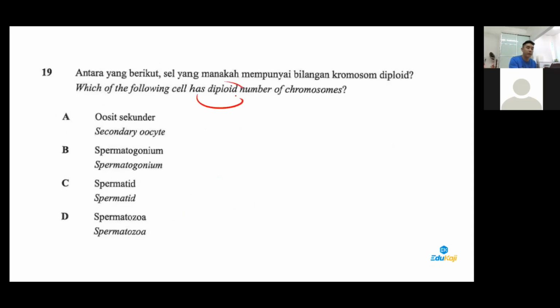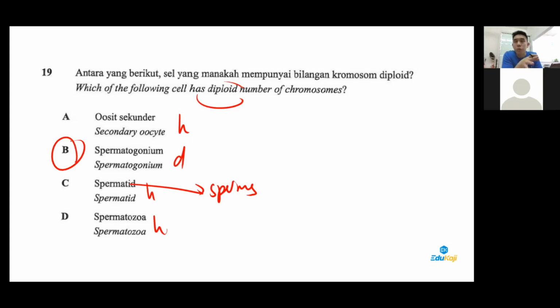Now, 19, which one has diploid? Okay, so guys, this is haploid, diploid, haploid, because spermatid is right before forming sperms. This one is already haploid. So answer is B. If you are not too sure, refer to any diagram from your textbook or any reference books. They'll write there with N or 2N, because diploid is 2N, haploid is N. They always put it in brackets by the side. So look at the diagram and compare. Okay, 19, B.